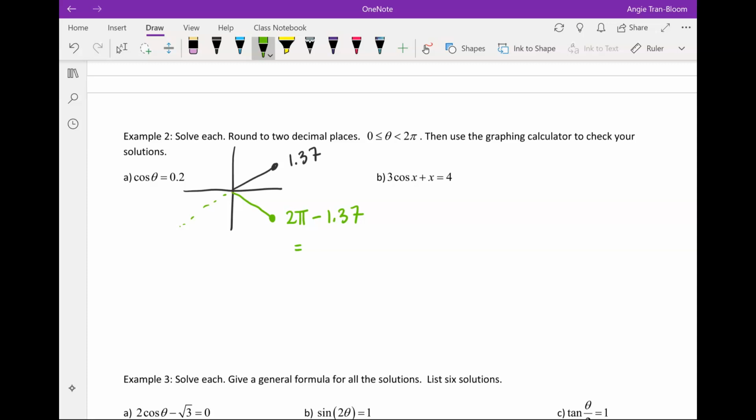Joe. Wouldn't it be in degree mode because we're solving theta? Good question. It would still be in radians because your restriction is in radians. Very good question. So 2 pi take away 1.37. What is that? 4.9. Okay, 9.1 you said? So these guys are the two answers.